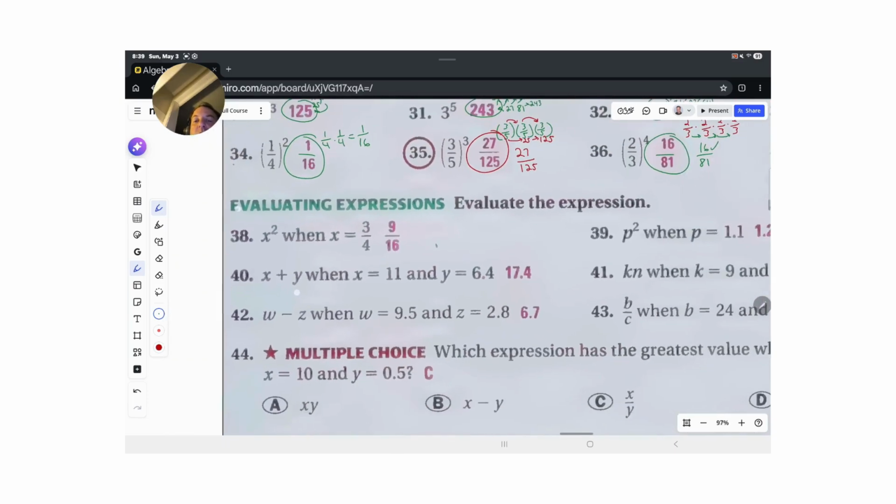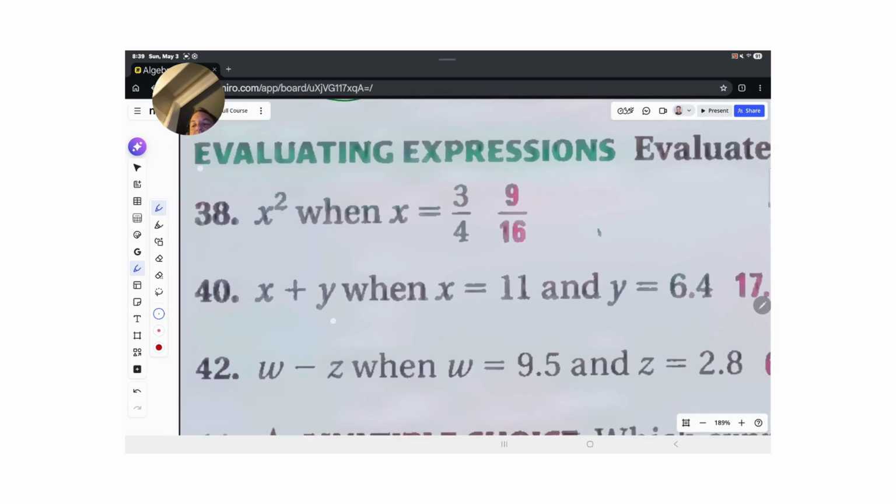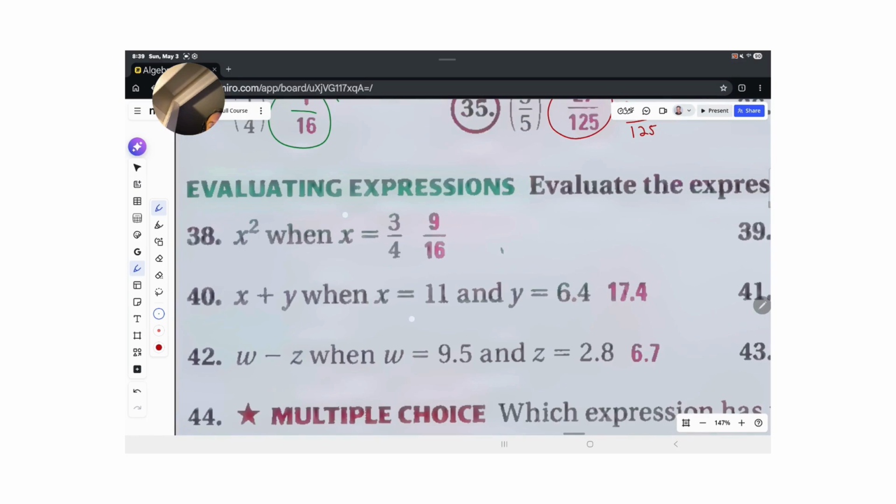Let's continue on. We're going to evaluate our expressions now. All right, so 38 is x squared when x is equal to 3/4. So let's plug in, substitute the fraction, then square it. So 3 squared over 4 squared. Three times 3 is 9. 4 times 4 is 16. 9/16.